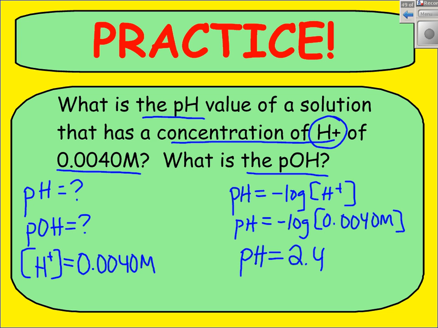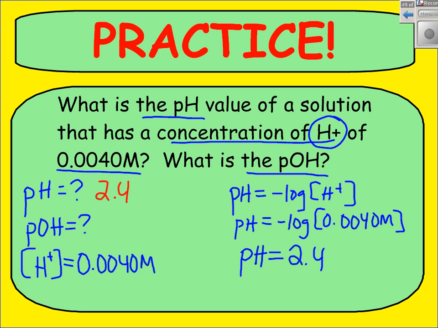However, if you have an older scientific calculator, you might need to punch it in as follows. Type in 0.0040, then hit the log button, then hit the negative sign. If you did that correctly, you should still come out to 2.4. Now at this point, we've only answered the first question. We've only solved for pH, and that's 2.4.